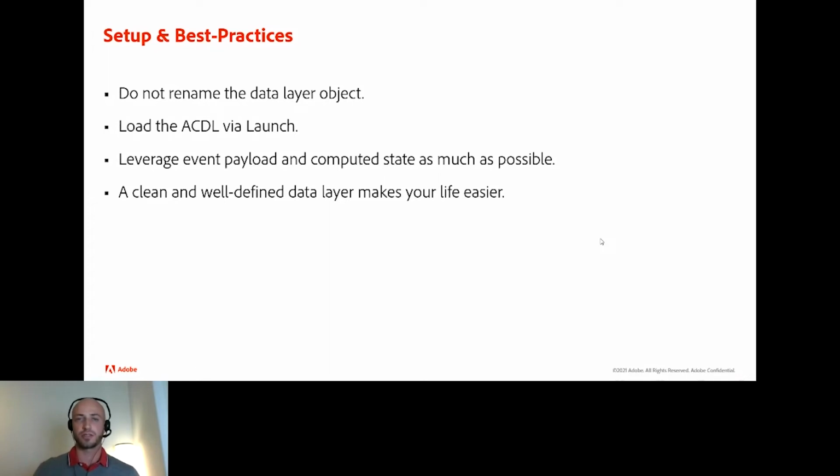Then another thing which is crucial, use the data layer and use the event payloads and the computed state as much as possible. So you do the data collection already in this place. So we want to make sure that this payload is used properly. And then one sentence which might seem pretty short, but it's actually insanely important, is to have a clean and well-defined data layer structure. It makes your life a lot easier. If your data layer is clean and well-defined, you can basically implement in a tag manager just the mapping to whatever variables you want to track. So you will see that in the demo why this is so important.